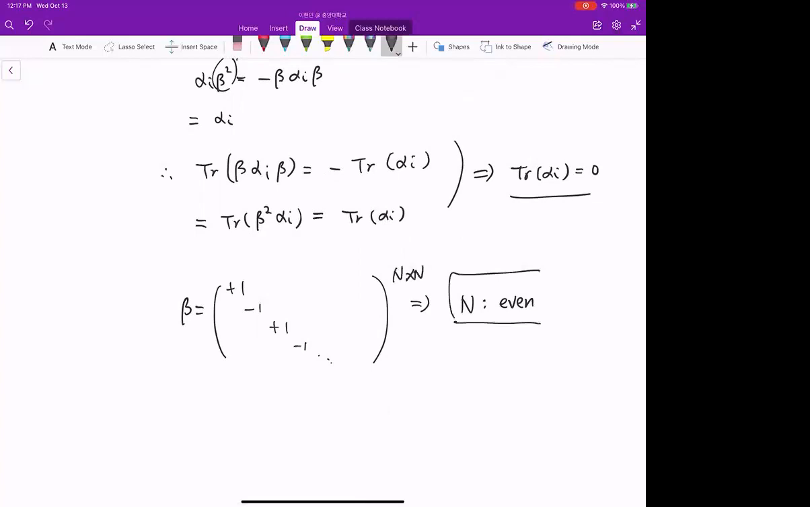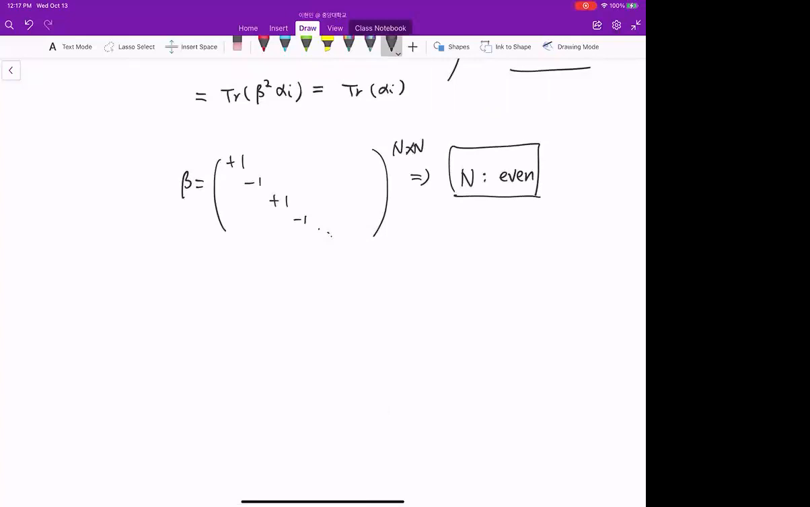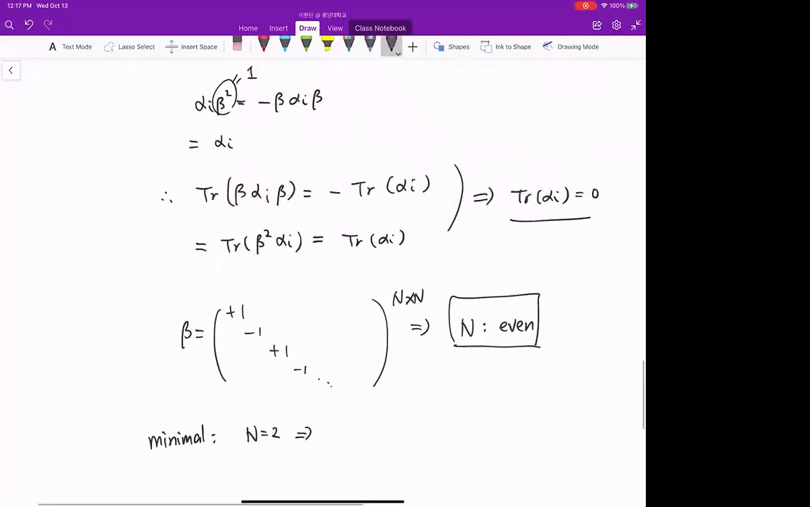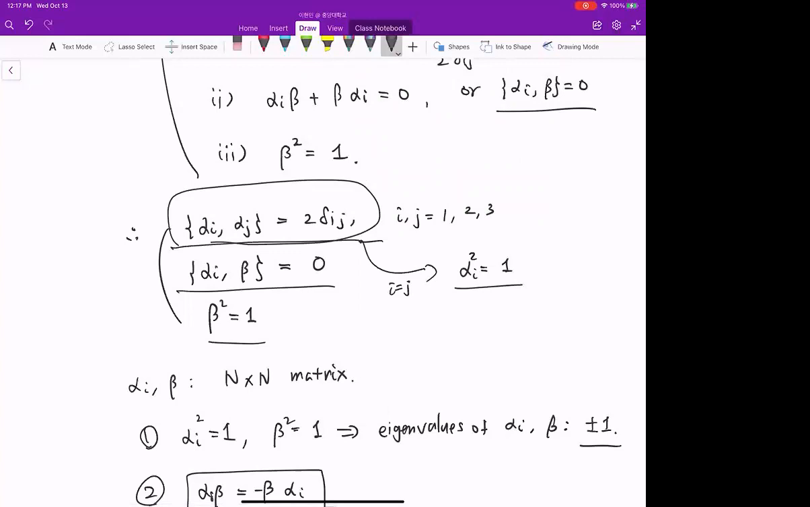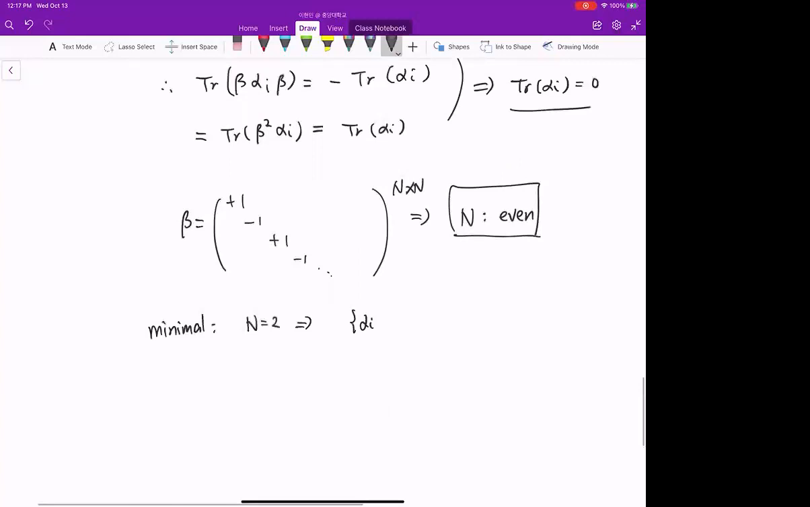So then the minimal choice for the matrix is n equal to 2. But in this case, n equal to 2, we haven't used the first condition fully, the commutator of the spatial part. Then we have to look for a 2 by 2 beta matrix satisfying this condition.